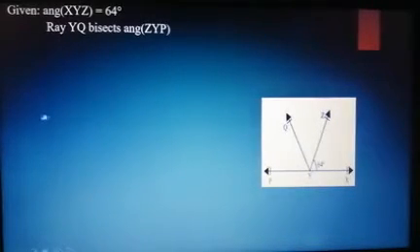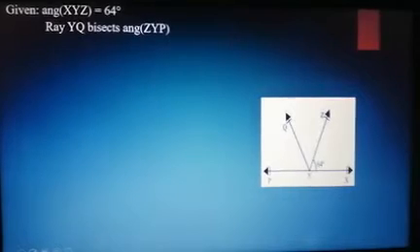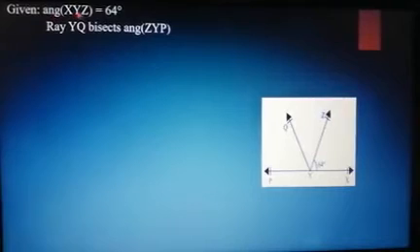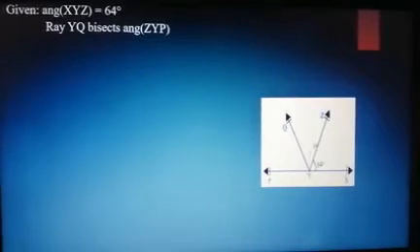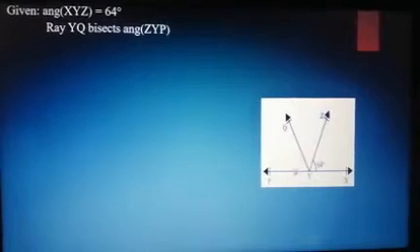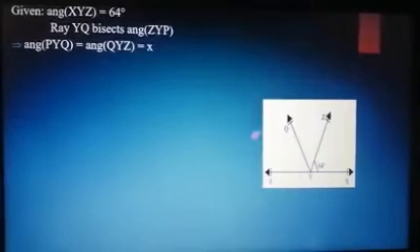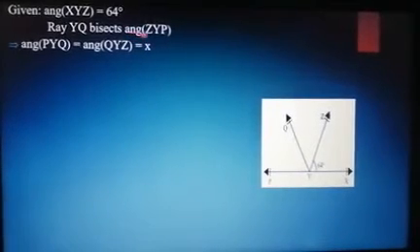So let us continue with the problem. First write the figure and what is given also. So given here is angle XYZ. Angle XYZ is equal to 64 degrees, and a ray bisects angle ZYP. So if it is bisecting, as I already informed, this is x and this is x. They are two angles. And again here, the angle symbol is not there, so that's why I've written ANG. Please don't write in that form.